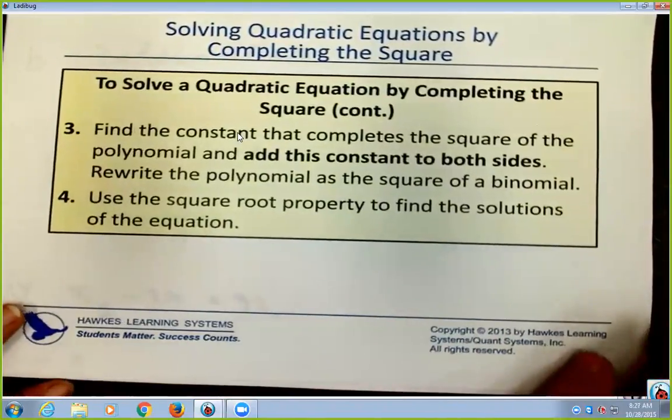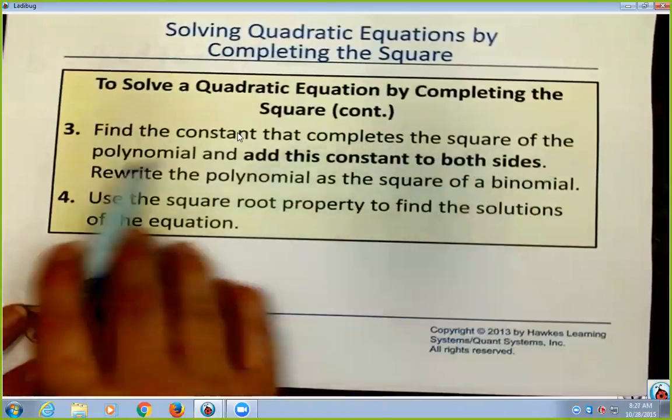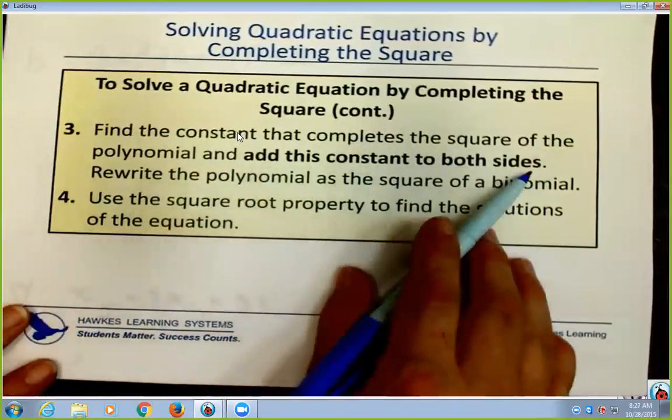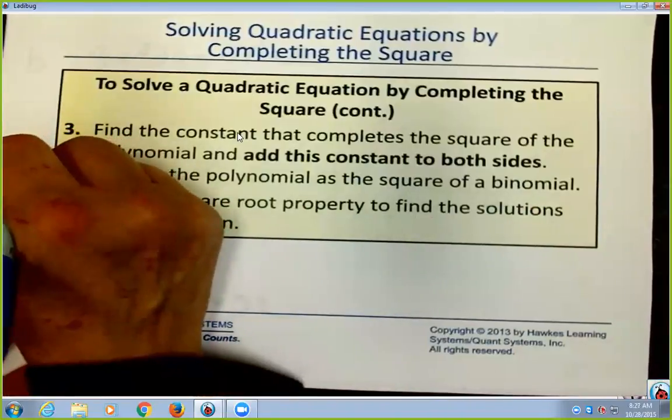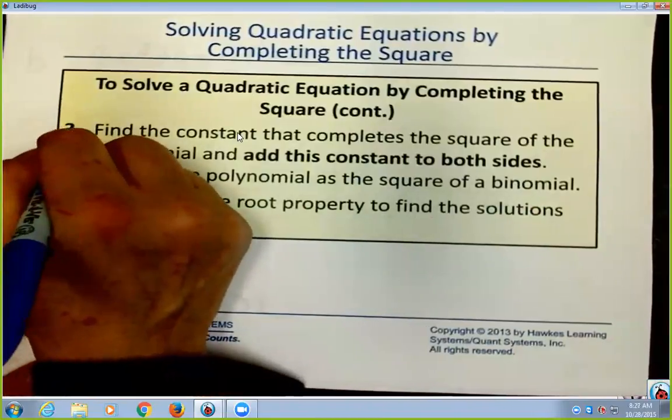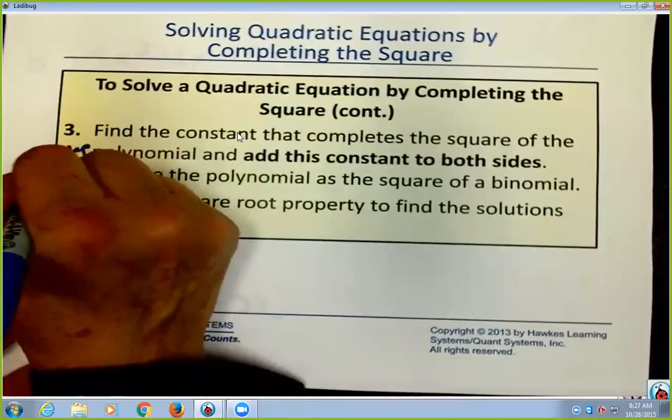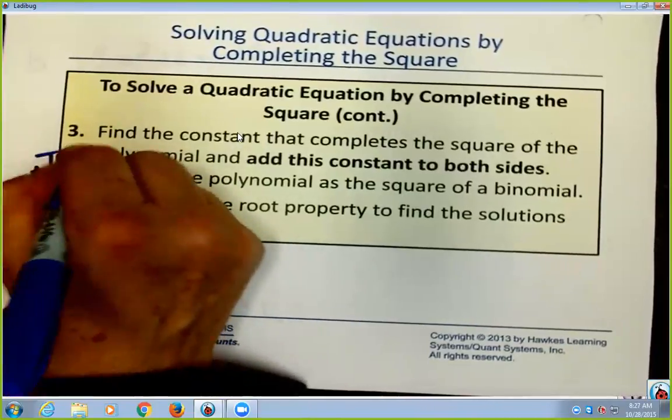Step 3, find the constant that completes the square of the polynomial and add this constant to both sides. Rewrite the polynomial in a square. This is where you take half of the middle. Well, that didn't come out right.